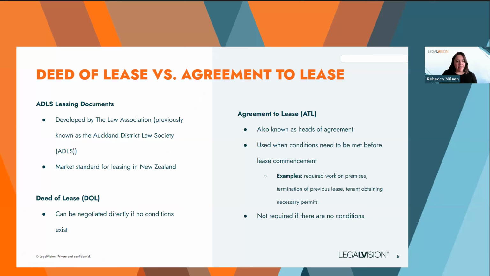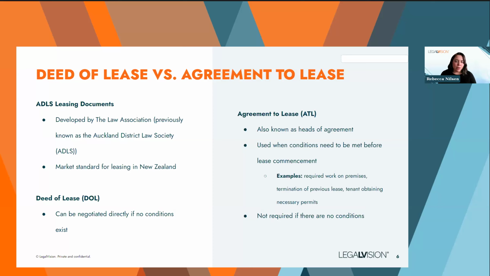The deed of lease is the big chunky document that has all of the terms that we usually deal with, but it's really common in New Zealand for people to also have an agreement to lease or choose to go with just an agreement to lease. An agreement to lease sometimes acts the same as a heads of agreement, but it should be used primarily when conditions need to be met before the lease commences.